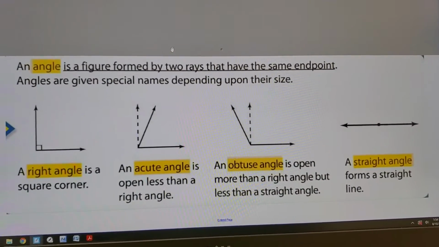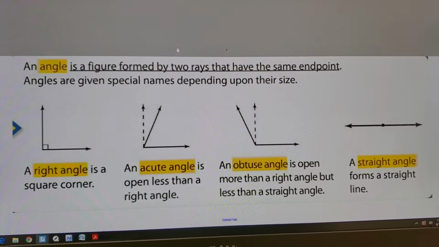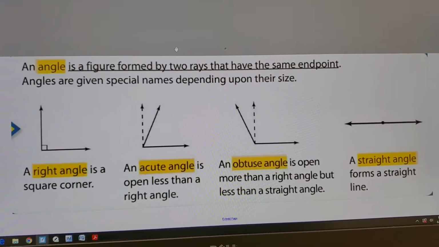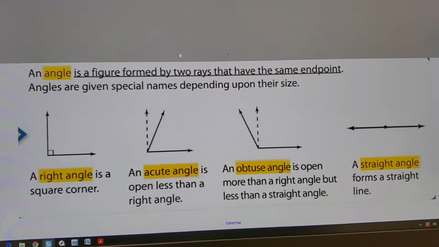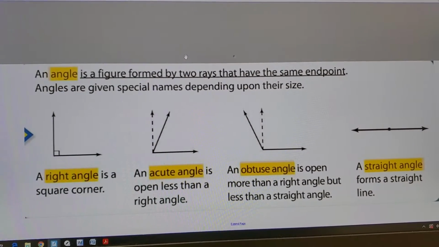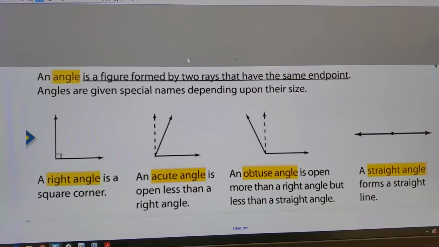In our last lesson, we learned about the different types of angles. There are four types of angles. Again, we have a right angle. It looks like a perfect square corner or the letter L. An acute angle, which is open less than a right angle. And an obtuse angle, which is open more than a right angle, but less than a straight line.